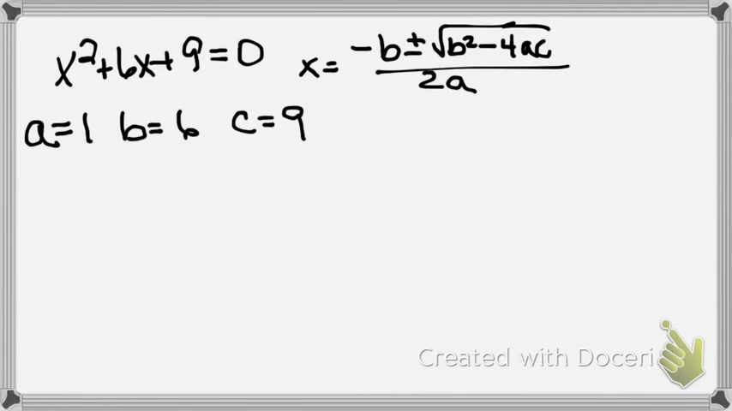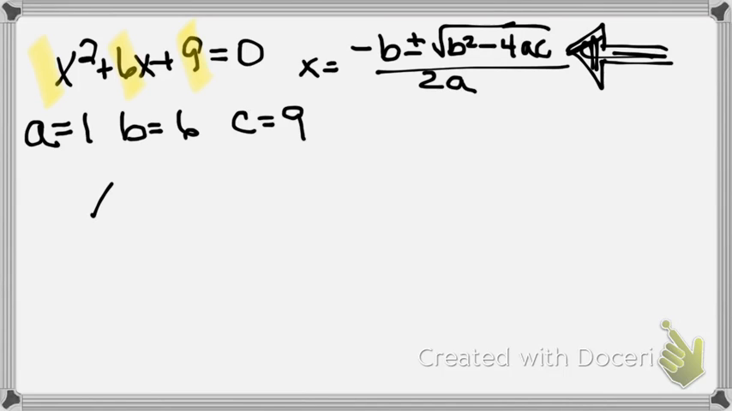Okay, so A is 1 because it's the coefficient on the x squared. B is 6 because it's the coefficient on the x. And C is 9 because that's your constant. So we'll take those and plug them into the quadratic formula right there.